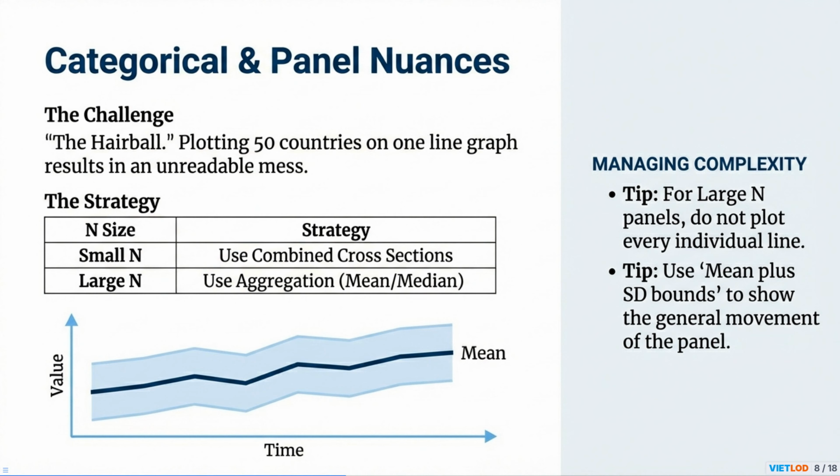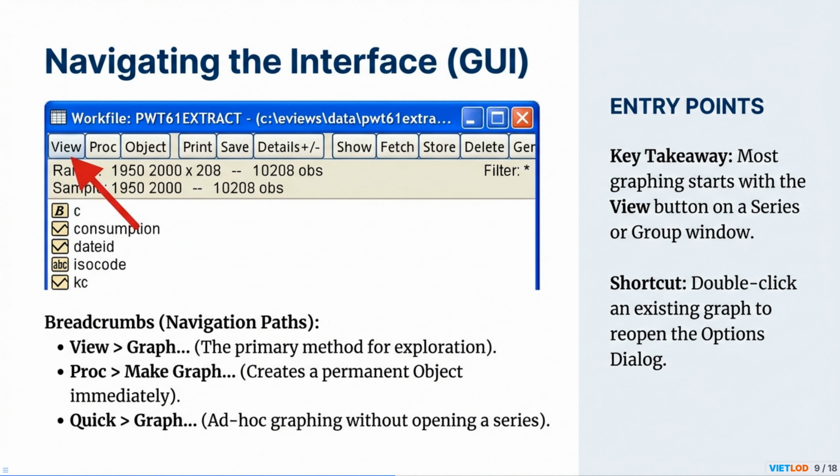However, for a large n, the best approach is aggregation. Instead of plotting every single line, you should use the mean or median of the panel to show the central tendency over time. A useful tip for large n panels is to not plot every individual line. Instead, use the mean plus standard deviation bounds to clearly illustrate the general movement and dispersion of the entire panel.